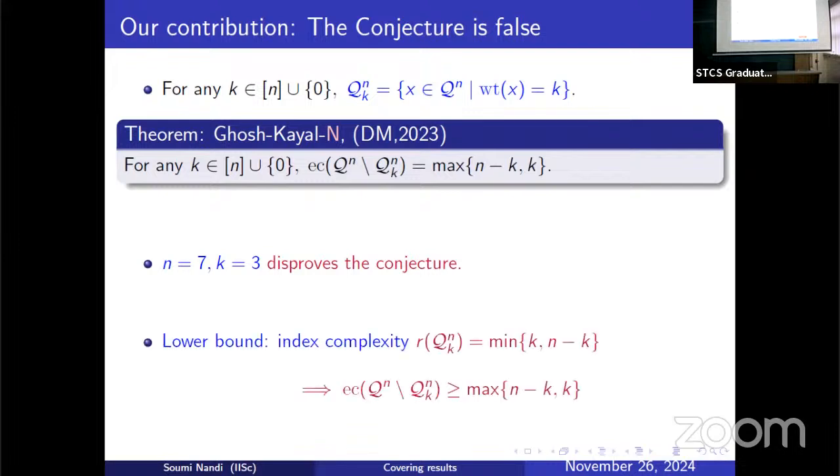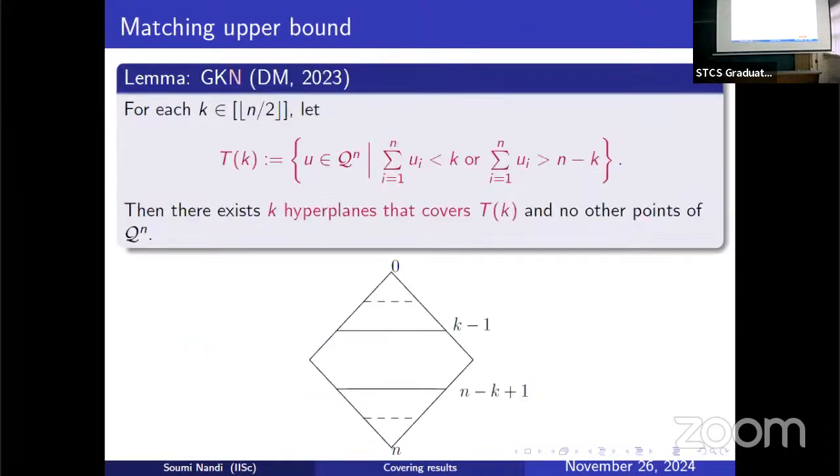And the lower bound for this result comes from that index complexity framework. We can show that for the kth layer, the index complexity is the minimum of k and n minus k. So the number of hyperplanes will be at least the max of k and n minus k. And the upper bound comes from this result.